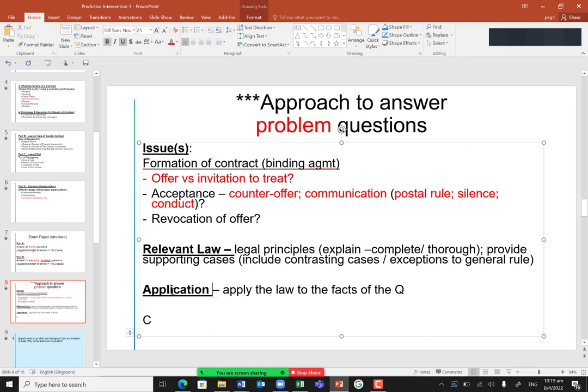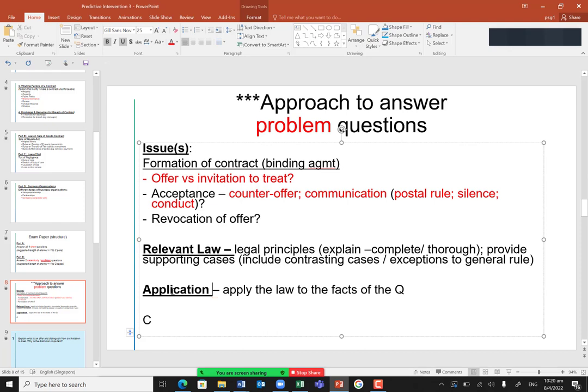And when you apply the law to the facts of the question, you need to obviously refer to the facts of the question. So look at the question, and is your question more similar to case A or case B? Argue. Apply the law. It's not just saying case A says this, case B says this, case C says that, full stop.